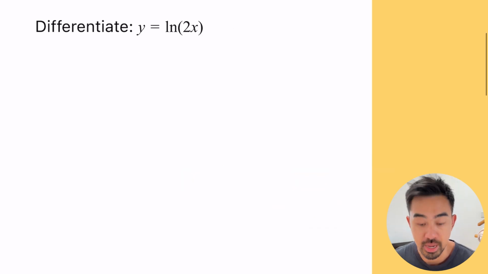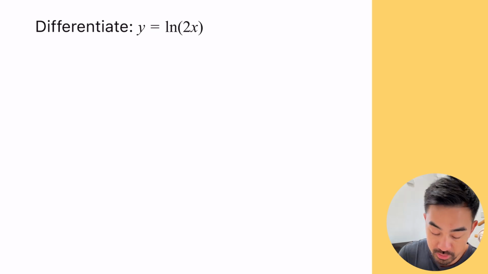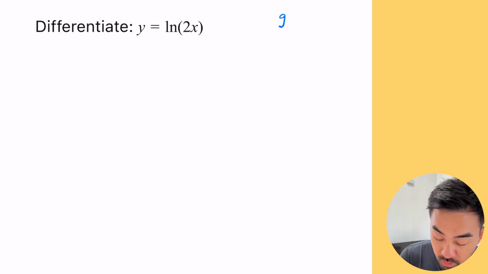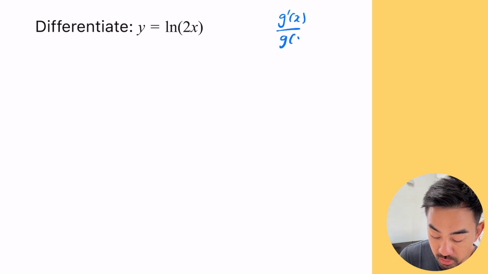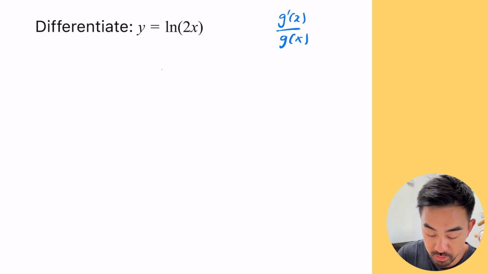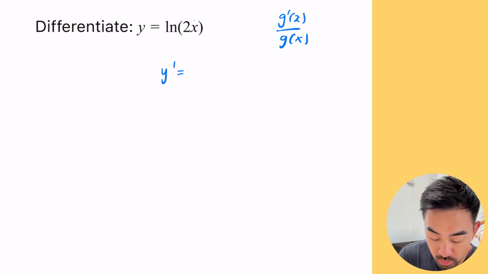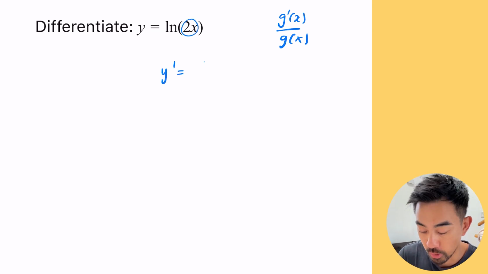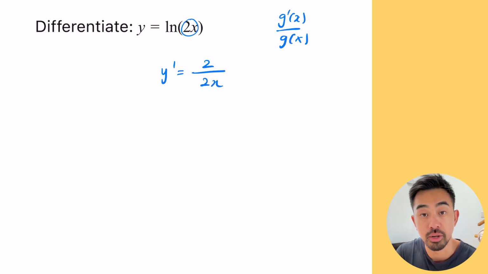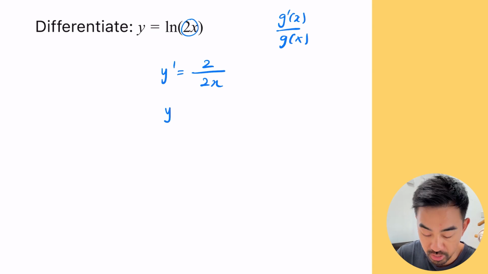All right, let's look at this example here. So y is equal to ln 2x. Now we just learned that we need this g dash of x over g of x. So y dash here, well, what's the derivative of 2x? Well, that's just 2. And now you put the original function on the bottom, which is 2x, and you're done. I lied, you gotta simplify. So y dash is equal to 1 on x.